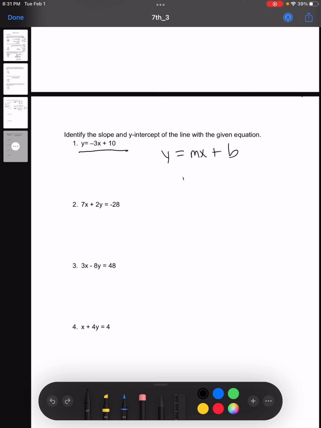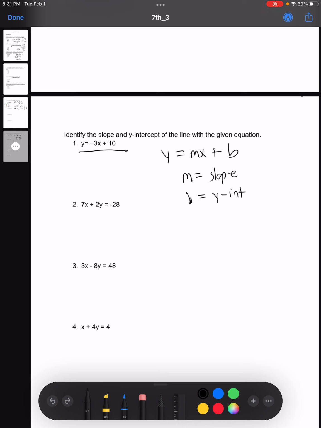We can define the terms. m is equal to the slope, and b is equal to the y-intercept. So if we can just find the coefficient in front of x, or m, and the b value, or something added or subtracted at the end, you can find both the slope and the y-intercept.